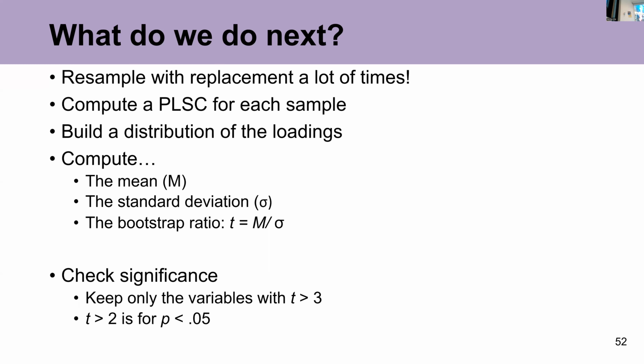Any questions so far? Does it make sense? Like the difference between permutation and bootstrap? Is there anything I need to repeat, or you want me to repeat or explain again?